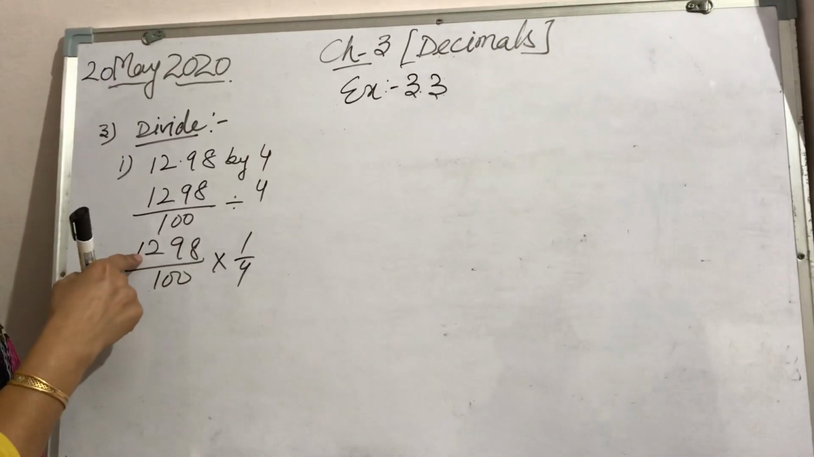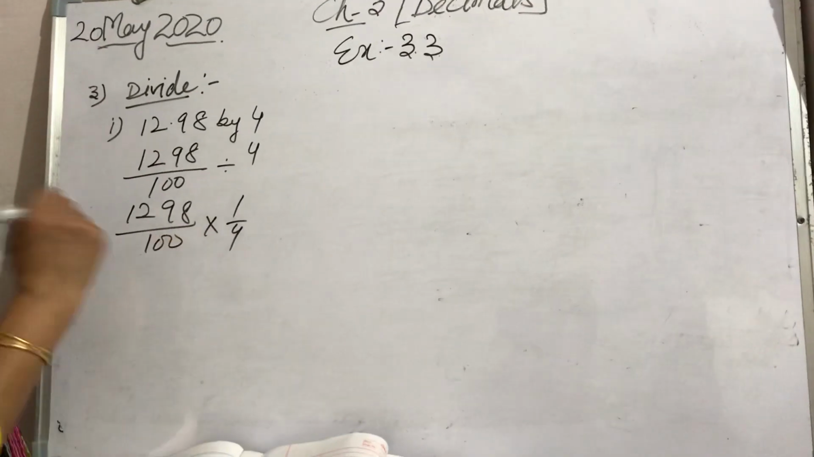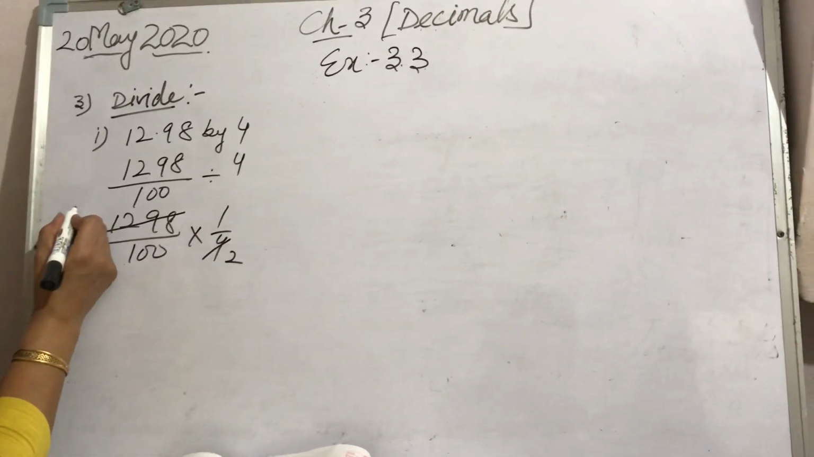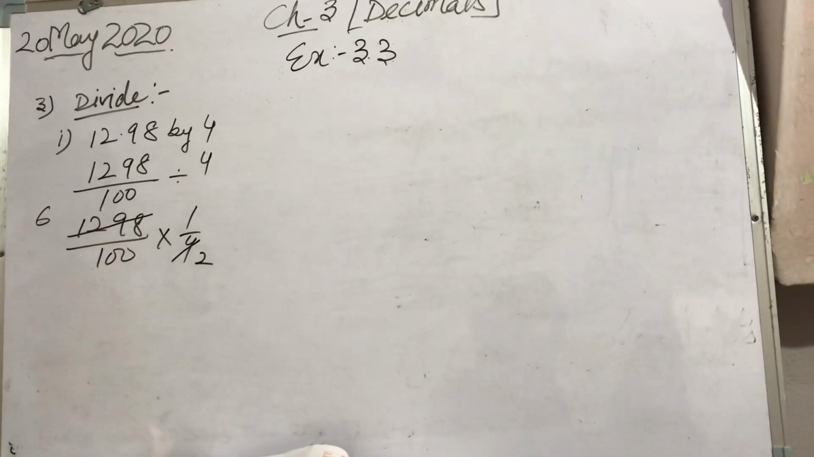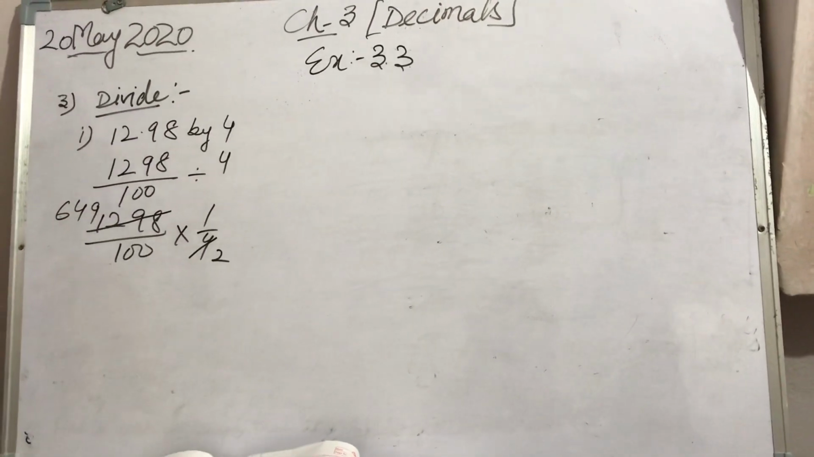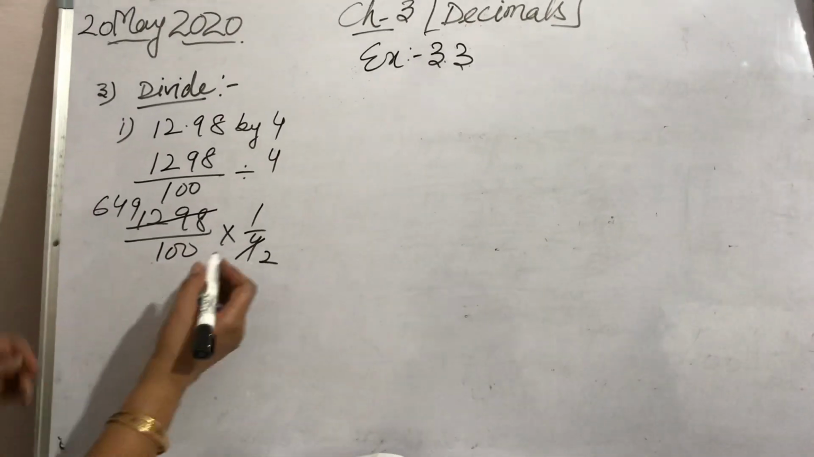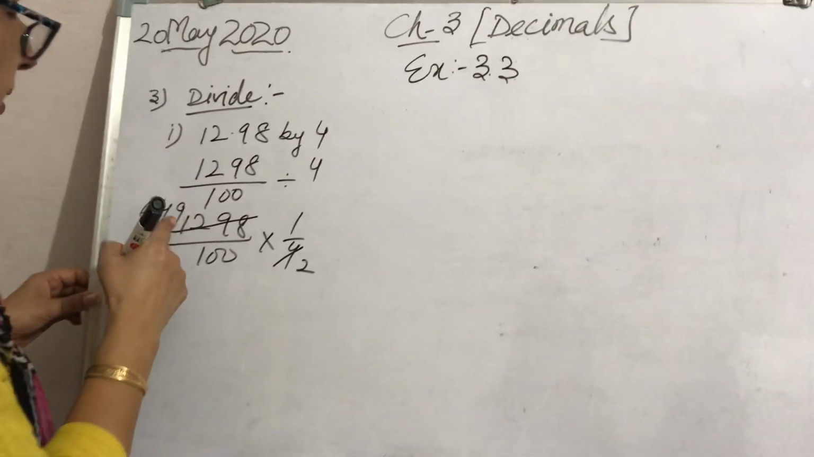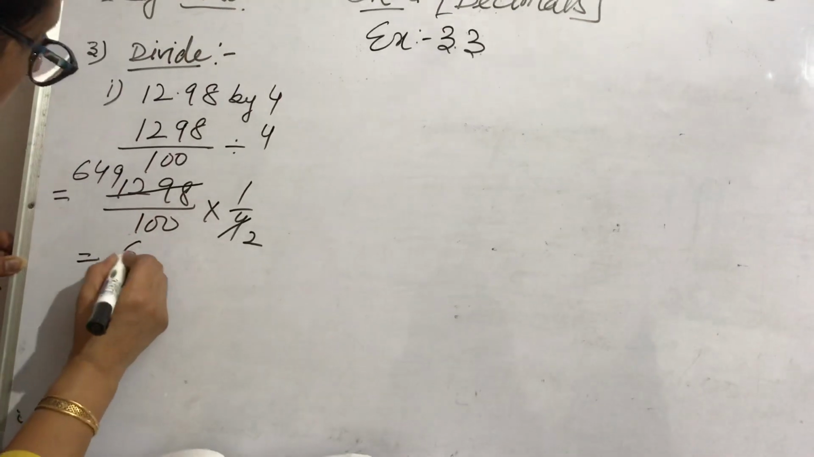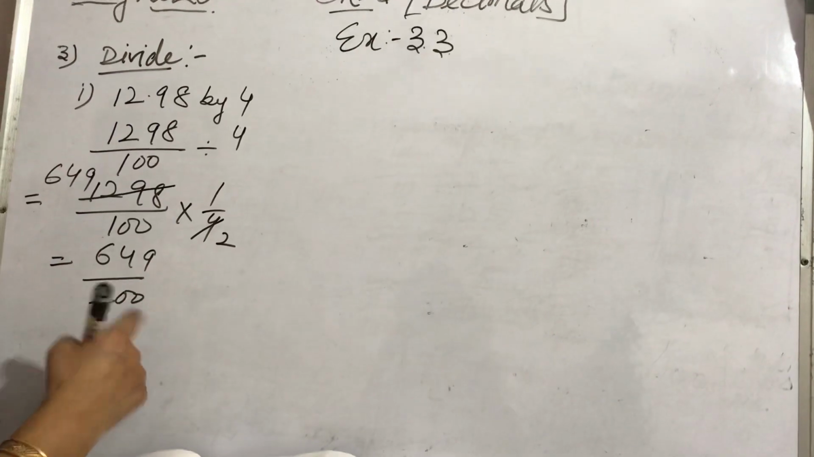this sign will be converted into multiplication and the reciprocal of 4. Now this number, 1298, is not perfectly divisible by 4. So we'll divide by 2 first. 6 2s are 12, 6 4s are, and 6 2s are 12, 2 4s are, and 2 9s are 18. Now 649, it is not divisible by 2. So now we have the number 649 upon 200, and we have to convert into decimal.